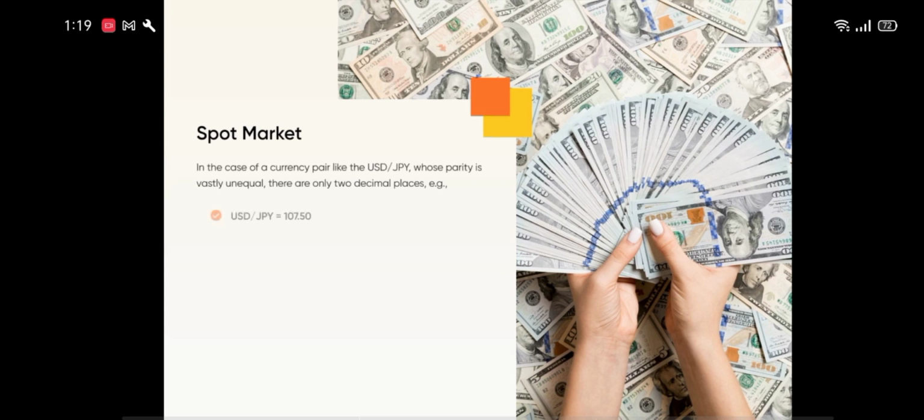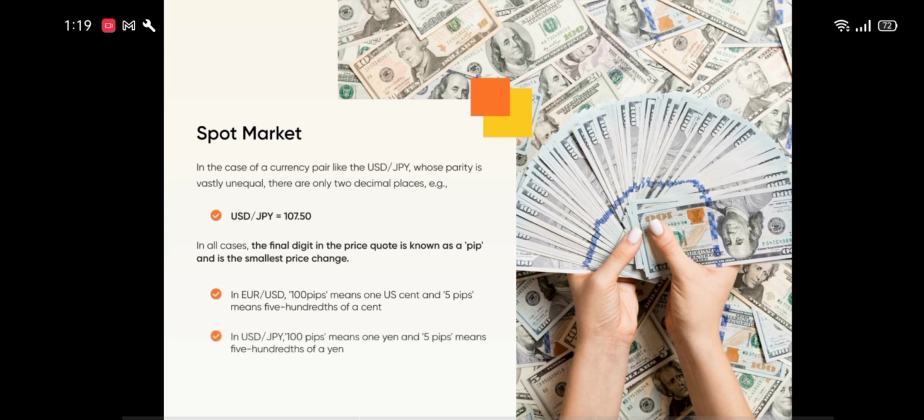In the case of a currency pair like the United States dollars or Japanese yen, whose parity is vastly unequal, there are only 2 decimal places. For example, United States dollars or Japanese yen equals 107.50. In all cases, the final digit in the price quote is known as a pip, and is the smallest price change. In euros or United States dollars, 100 pips means 1 US cent and 5 pips means 0.05 of a cent. In United States dollars or Japanese yen, 100 pips means 1 yen and 5 pips means 0.05 of a yen.